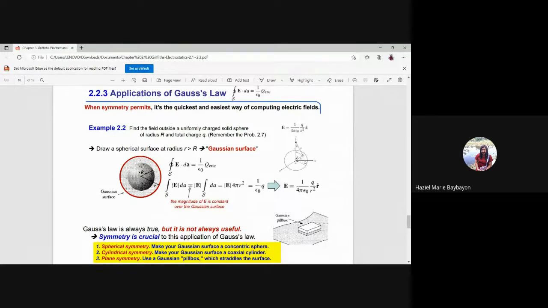This is the same problem as earlier. Find the field outside a uniformly charged solid sphere of radius R and total charge Q. So remember problem 2.7.